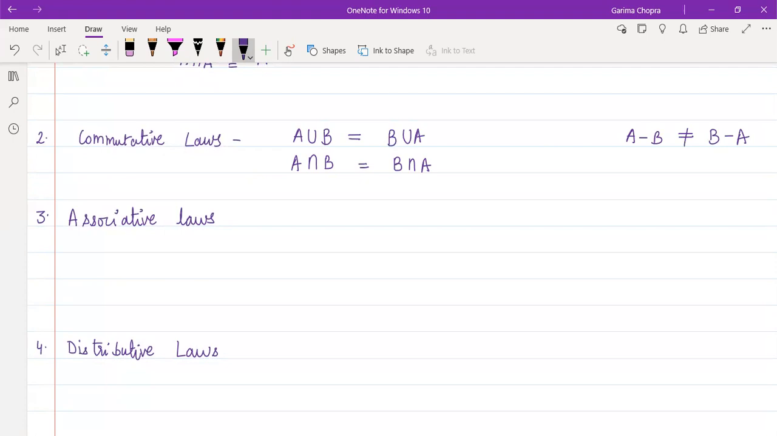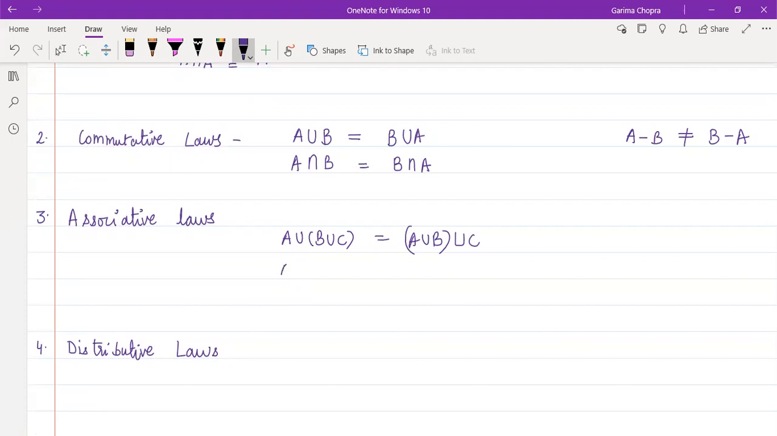Then the next one is the associative law. For the associative law, we need three sets, because the associative law comes into the picture when we have three elements and we want to perform an operation on them. Then we have to decide in which order we need to perform the operation. Here again we have two associative laws, one for the union operation and another for the intersection operation. The associative law for the union operation is defined like this: A union B union C is equal to A union B union C.